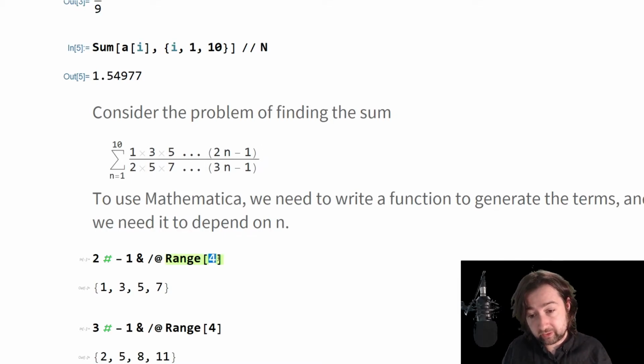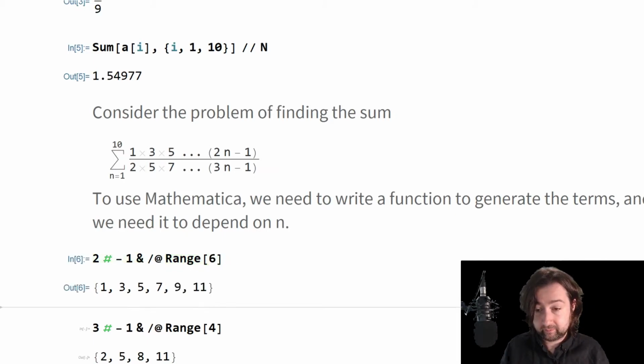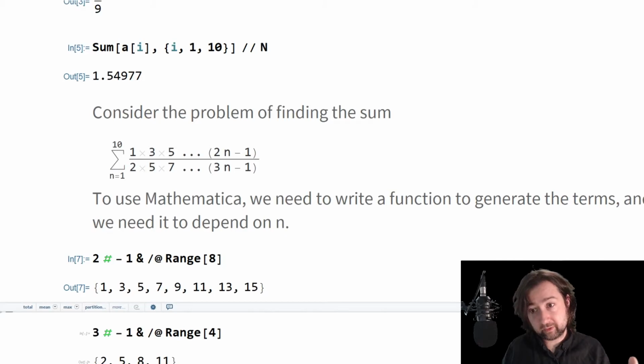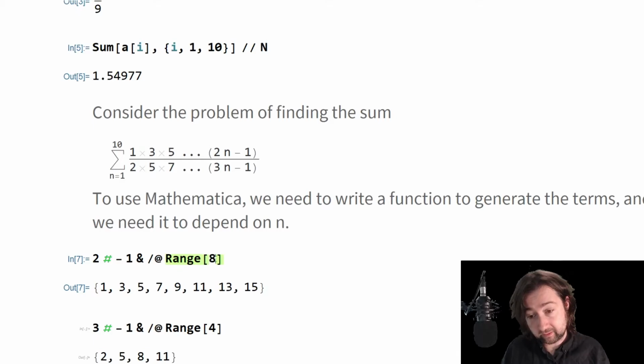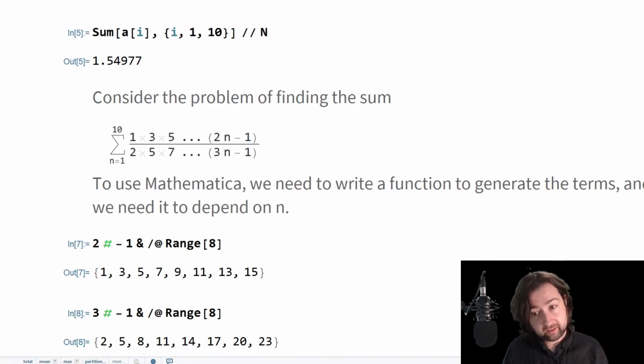So that's why I've chosen to build this out of Range 4, because if I did the same thing to Range 6, you can see that this thing is flexible. It can produce the list of the numbers that look exactly like the terms that I'm after by plugging in a simple number right here. Likewise, with the denominator of these fractions up here, I need to go 2, 5, 7 up to 3n minus 1. Well, if I take the function 3n minus 1 and apply it to Range 4, I get 2, 5, 8, 11. If I apply it to Range 8, again, I'm going to get a list of numbers that is exactly what I want. Oh, that's not quite right, is it? It's supposed to be 8.